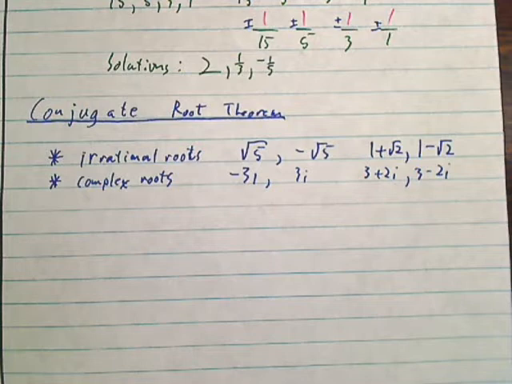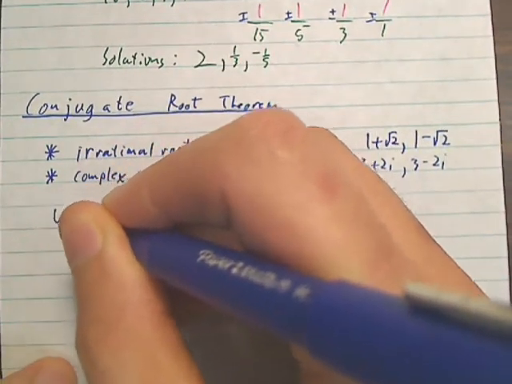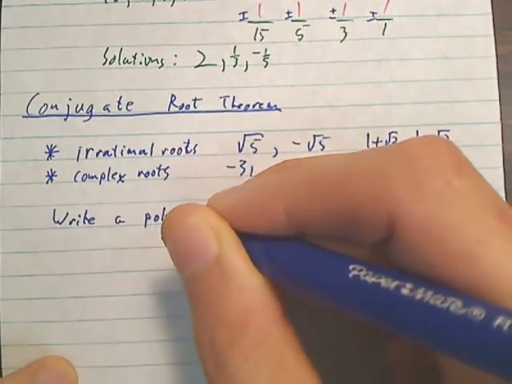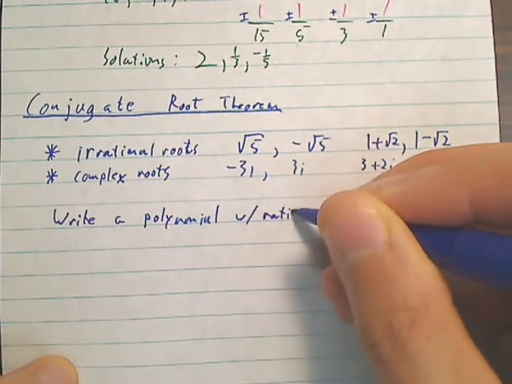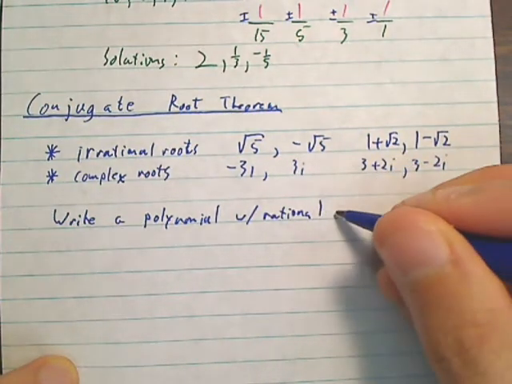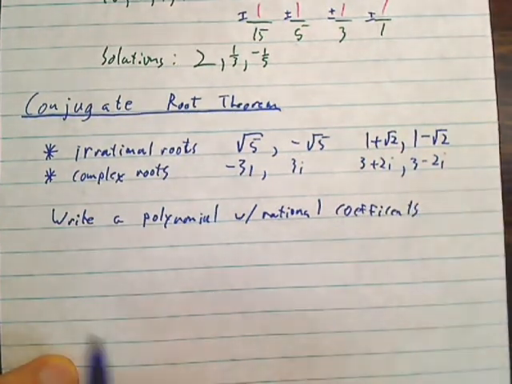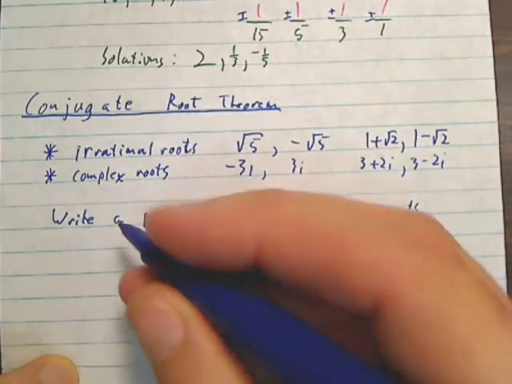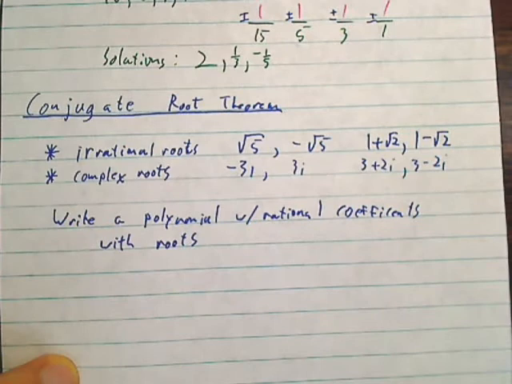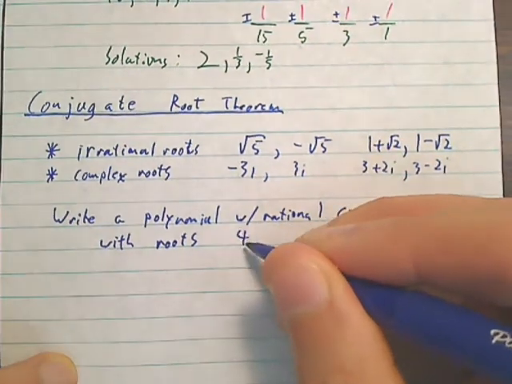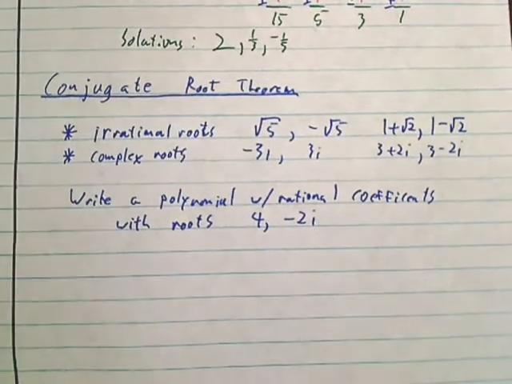So let's say, the problem says write a polynomial with rational coefficients. Okay, write a polynomial with rational coefficients with roots. Let me see what I got here. 4 and negative 2i. Okay, well, to do this, we need to say, well, wait a minute.